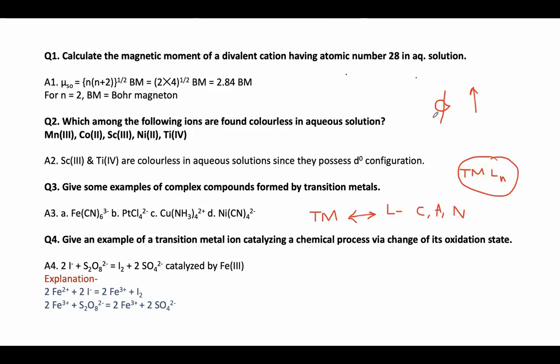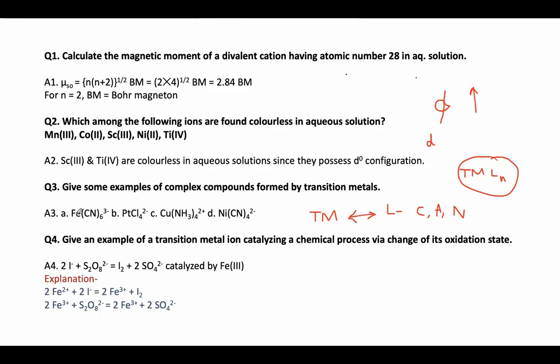And lastly, these transition metals have d orbitals, which are mostly vacant. So any ligand can come up and take up the place of the vacant d orbital, and they can bind to the d orbital. So that's why transition metals form a large variety of complex compounds.